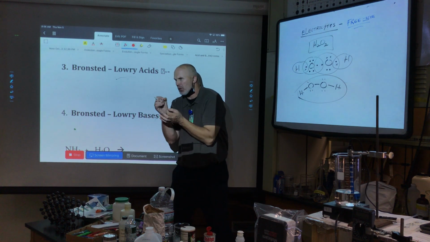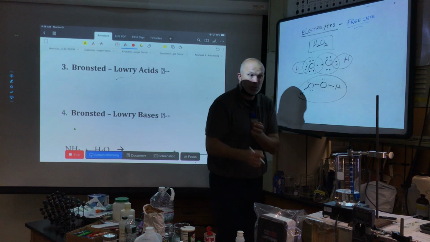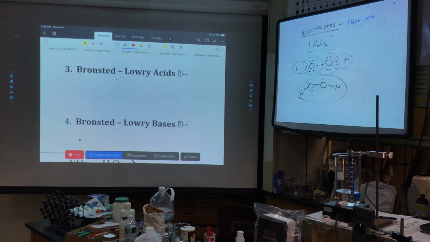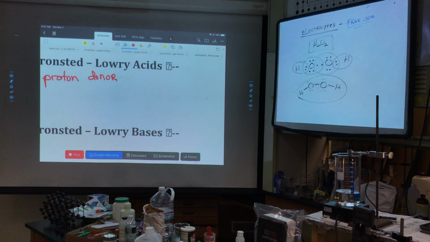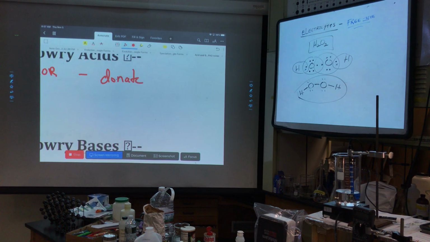The H pluses are going to go somewhere. They're going to go somewhere where there are some negatives. They're a heat-seeking missile. So the best definition here is, do you want to add to that? No. Okay. All right, so to be an acid, you are a proton donor. So this doesn't mean you just produce H pluses. This means that you donate protons.